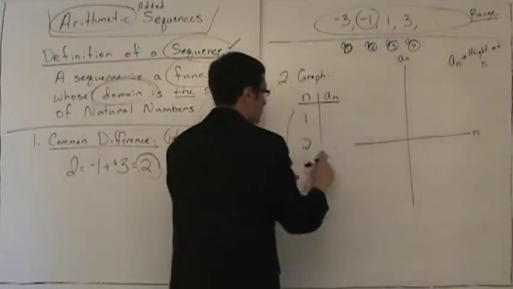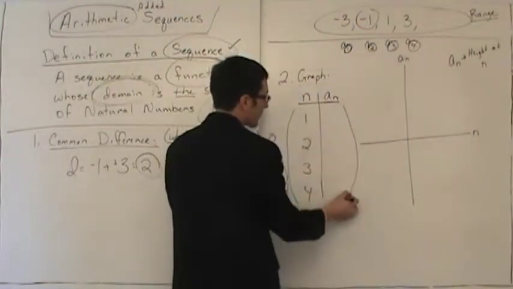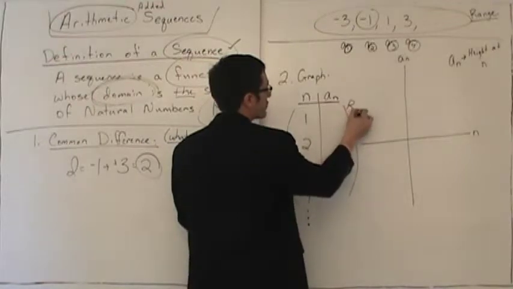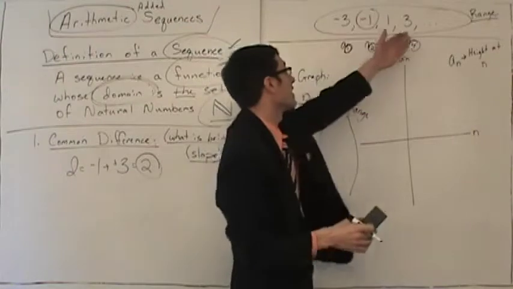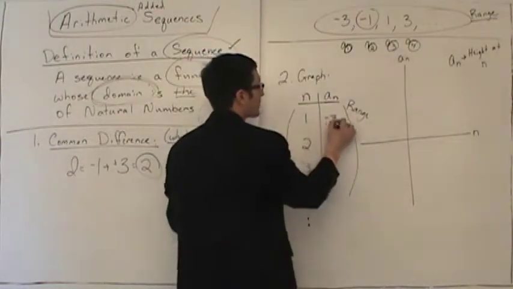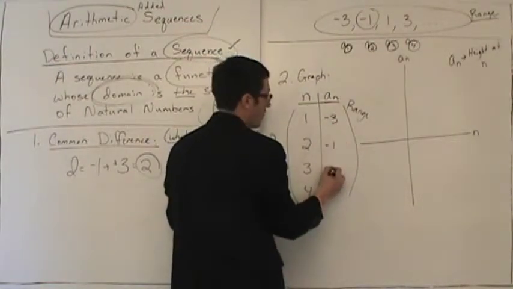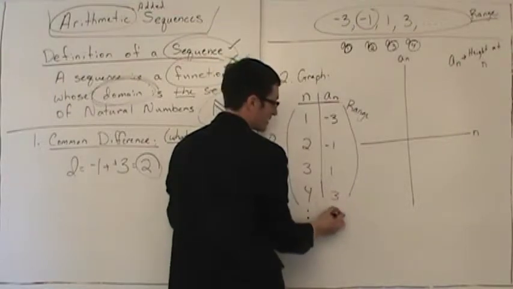Now we want to put our range. Remember, output. The right side of the t-table is range. And the range is already circled. The range is the list of numbers that you were looking at. So our range here is -3, -1, 1, 3, and so on.